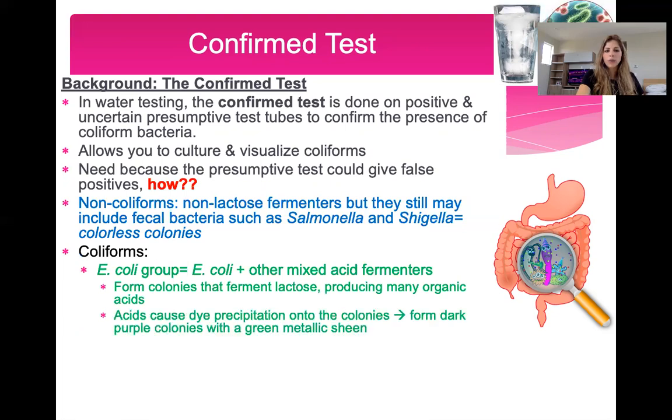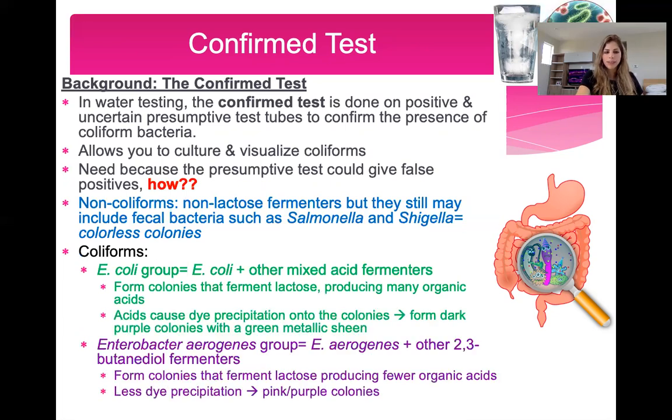Coliforms, there's the E. coli group and there's the Enterobacter group. The E. coli group of bacteria is bacteria that's E. coli and a lot of other bacteria that when they ferment lactose, they produce mixed acids. And these ones on the EMB agar, they form colonies that produce many different organic acids. So when you look at the plate, and I'll show a picture in a little bit, because of so much acid production, the colonies turn into this very dark greenish color, so it has a green metallic sheen. So keep that in mind.